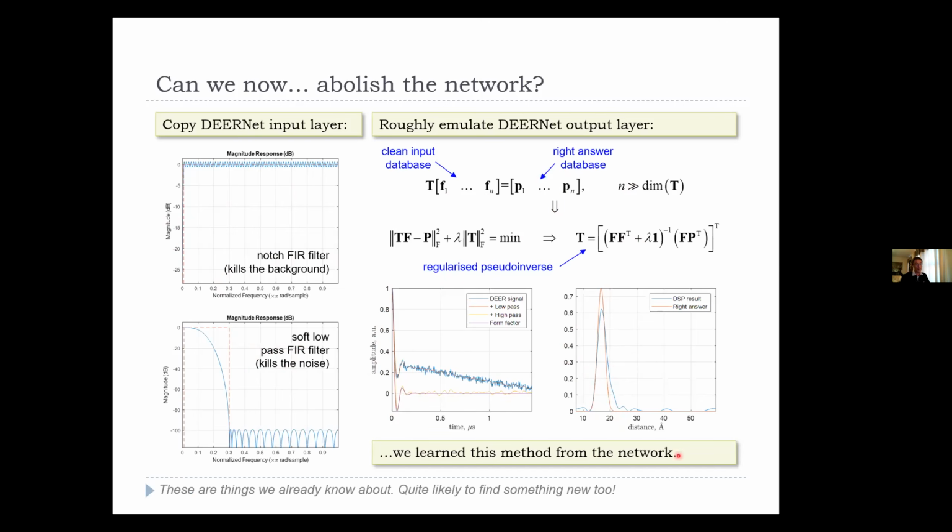So we learned this method from the network. We opened the black box, realized it does a hell of a lot of mathematics we never expected to find in there. And at some point, we'll probably be able to find some mathematics we didn't know about. So these neural nets can probably be mined for new knowledge.